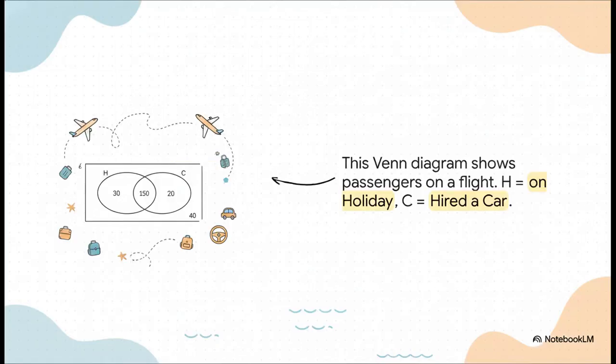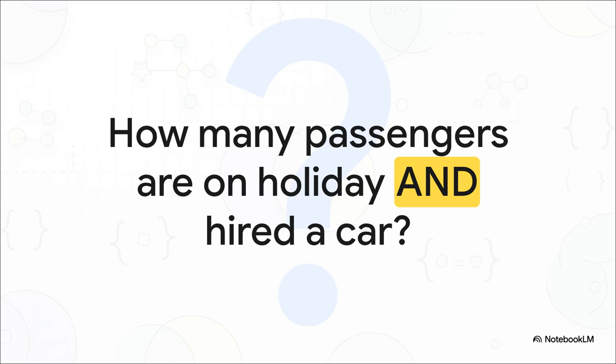Easy peasy. Okay, let's bring this into the real world. This Venn diagram is showing us some info about passengers on a flight. The circle on the left, which is labeled H, represents everyone who's on holiday, and the circle on the right, labeled C, represents everyone who hired a car. All right, take a close look. How many passengers are on holiday and also hired a car? Remember, that little word "and" is our big clue.